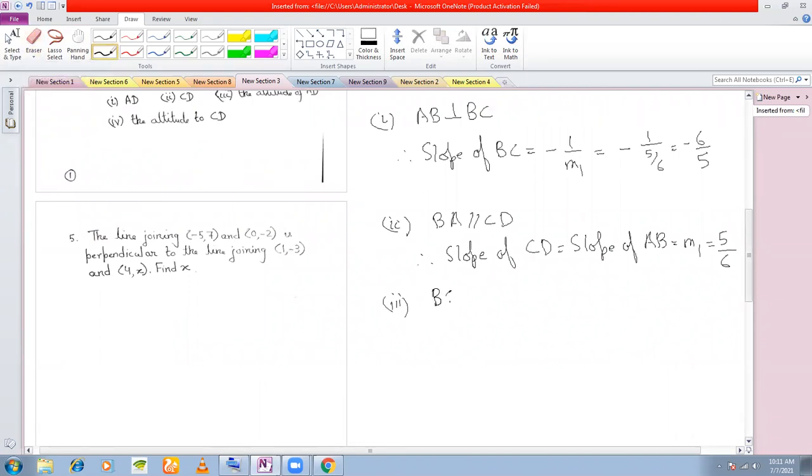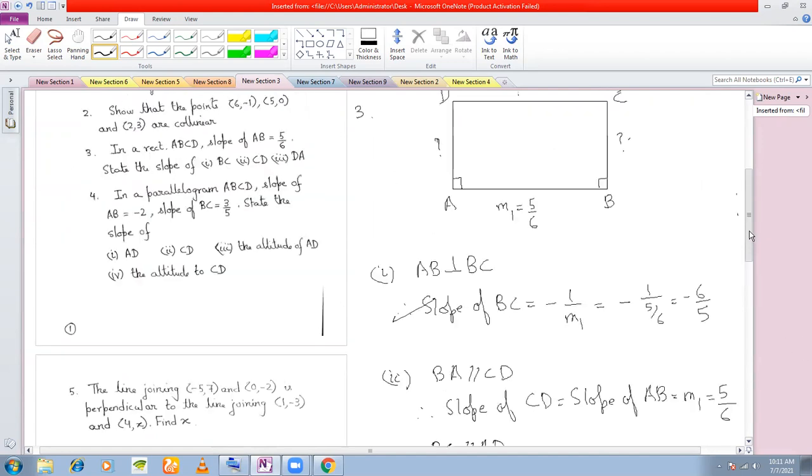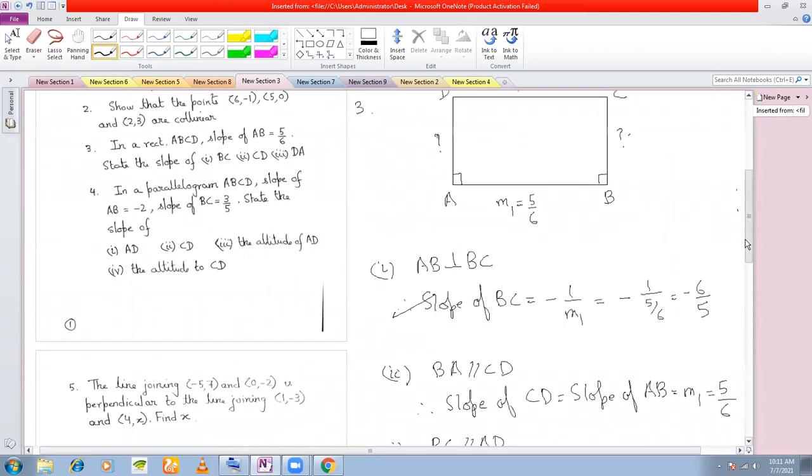BC is parallel to AD. Therefore, slope of BC we have already found out, isn't it? Slope of BC is equal to slope of AD. If you see the slope of BC above, here we have found this out to be minus 6 by 5. Therefore, that's it. Okay, as simple as this. So these are just, you can say, for your multiple choice questions.